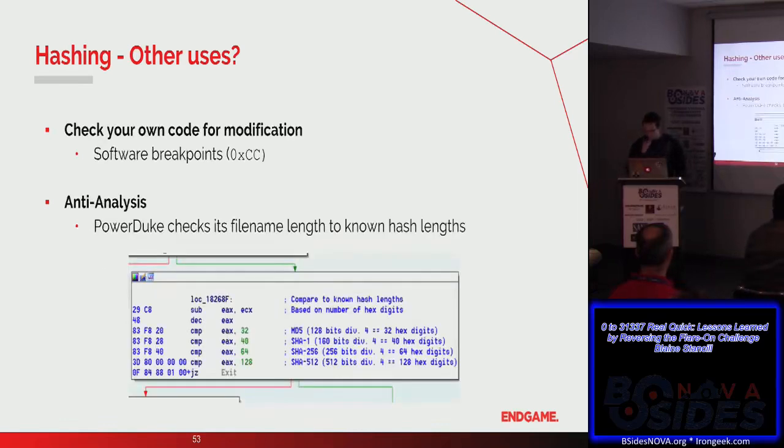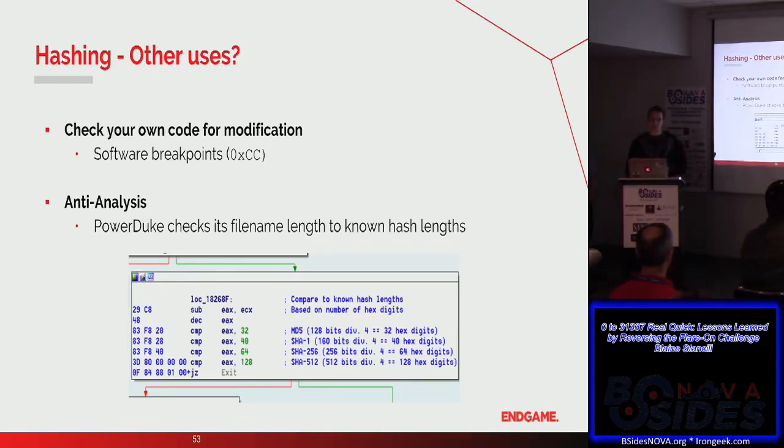Other uses? Well, if malware is position independent and doesn't contain any relocations, it can check its own code and make sure it hasn't been modified. A lot of times when you debug, if you set software breakpoints, the debugger will replace some of the bytes with 0xCC, which is just an interrupt for the debugger. So if you hash your own code section and notice that it doesn't match the known hash, you can tell you're being debugged and do other functionality. Lastly, you can also use it for some anti-analysis. It's kind of like checking for modification.